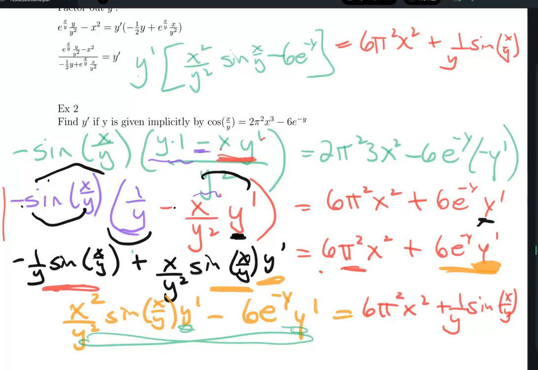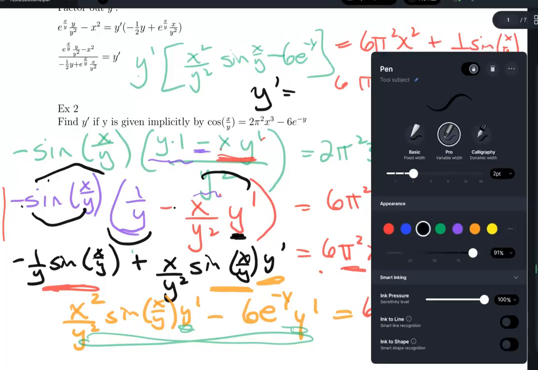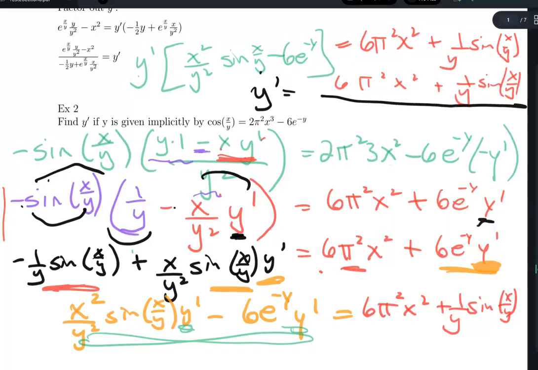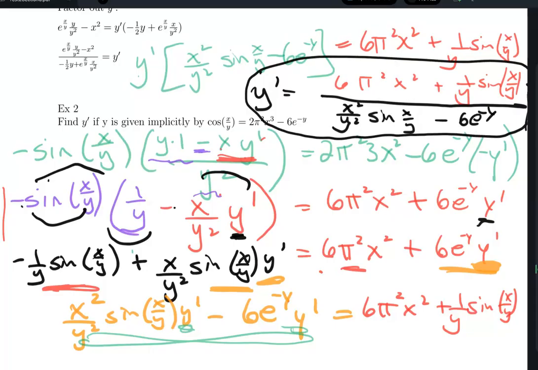So to finally finish solving for y prime, I just take this side here, this 6 pi squared x squared plus 1 over y sine of x over y, and then I divide it by this, right? x over y squared sine of x over y minus 6e to the negative y. Can you think of a more ugly answer? I don't think I could.